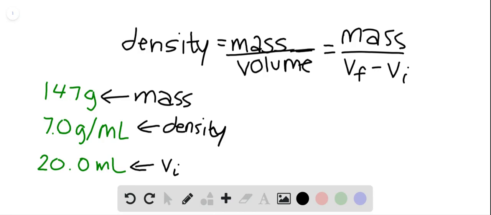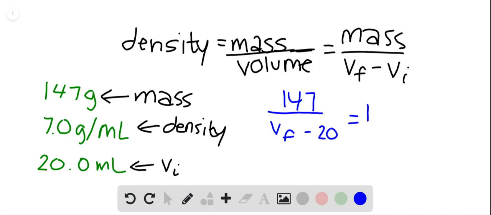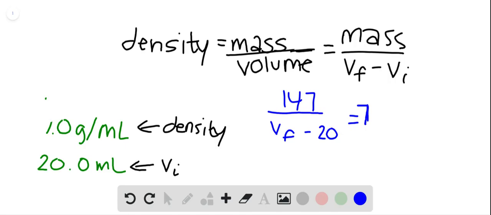So now we know that, let's use a different number. We'll say 147 divided by VF minus 20 is equal to our density, which is 7. Okay, so now we do basic arithmetic, and we can solve for VF.